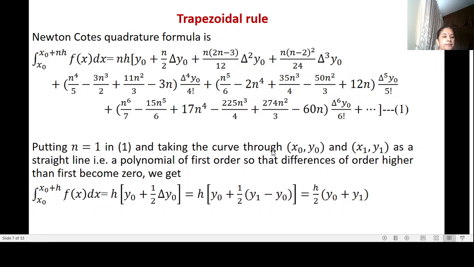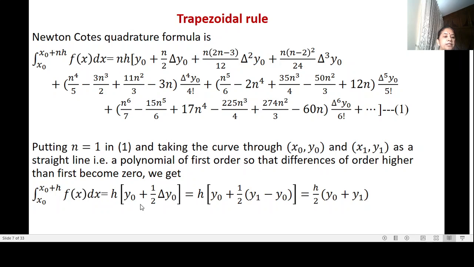I hope it is clear. For a polynomial of order 1, differences of order greater than 1 become 0. So in the Newton-Cotes quadrature formula, substitute n is equal to 1, then the forward differences of order 2, order 3, etc. become 0, isn't it? Hence this integral becomes, from x0 to x0 plus h, because n is equal to 1.